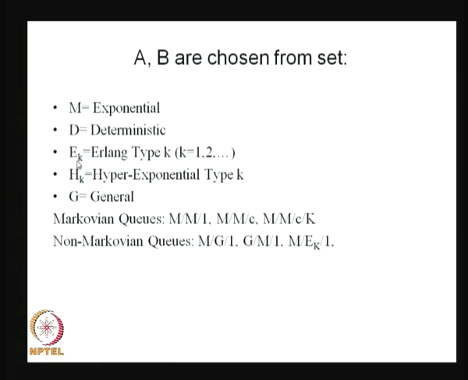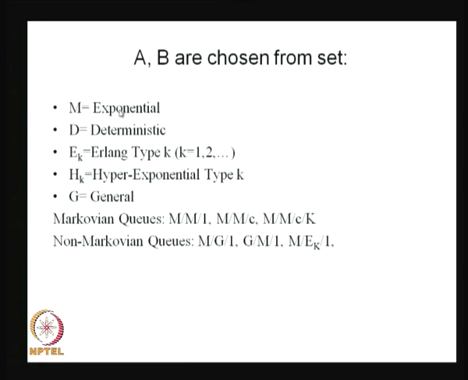Similarly, if you use the letter E suffix k, that means it is an Erlang distribution of type k, or we can say Erlang distribution of stage k, that can be 1, 2 and so on. That means the inter-arrival time is Erlang distributed with stage k if you place it in the first letter. Similarly, H suffix k means a hyper-exponential distribution of type k, for when the inter-arrival time is other than exponential, deterministic and so on.